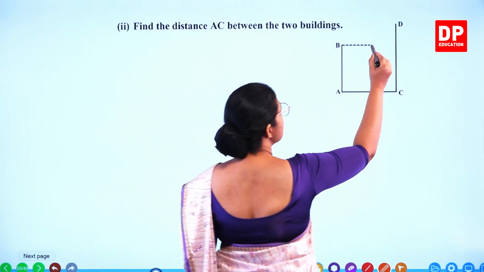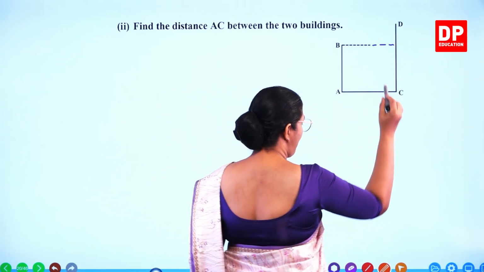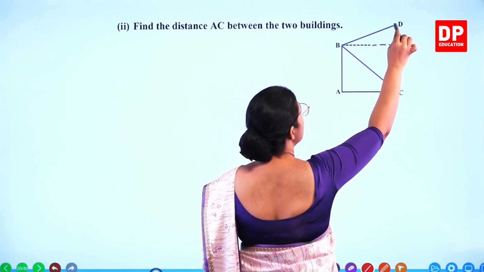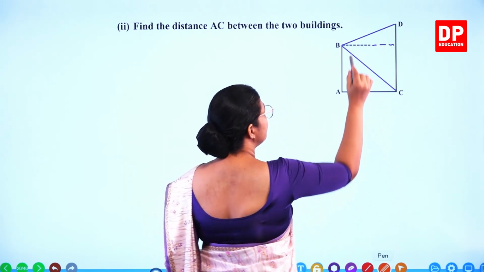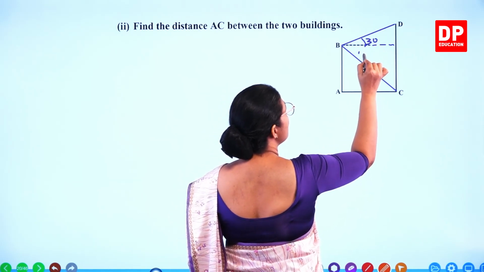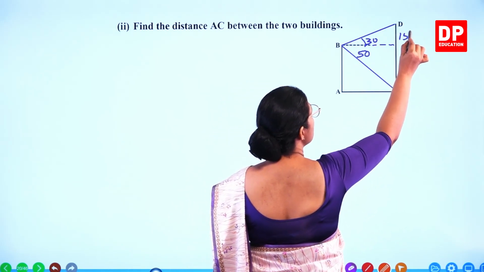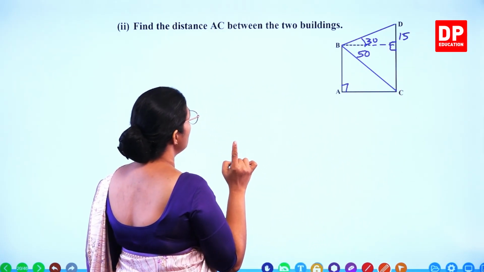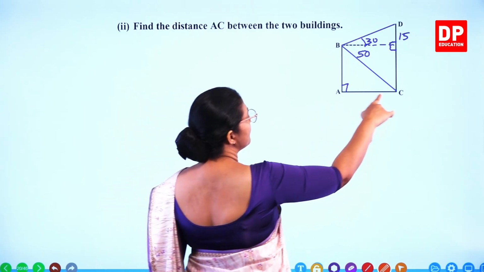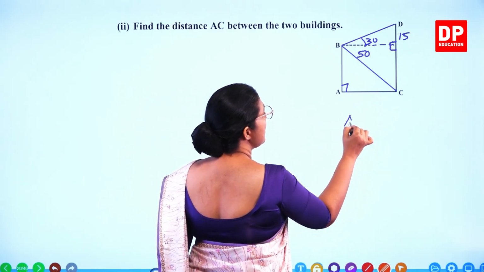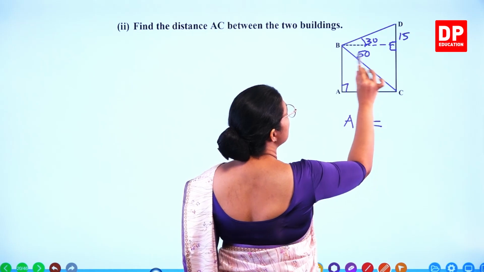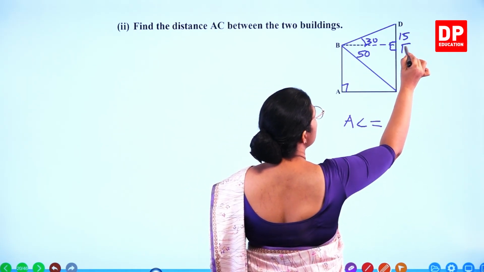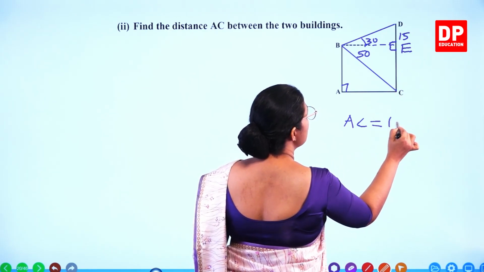So this one. So let's mark it again. The angle of depression was 50 and the angle of elevation was 30. 30, 50 and this is 50 and these are 90-degree angles. You need to find AC. So that means AC length is the same as this length. We'll put another letter as E or something. E. That means BE.